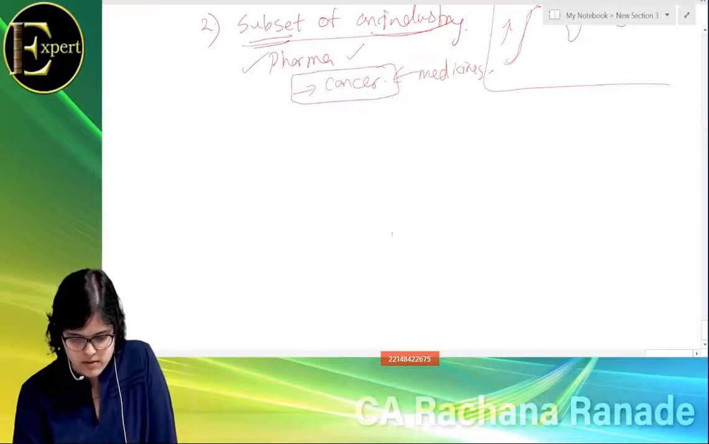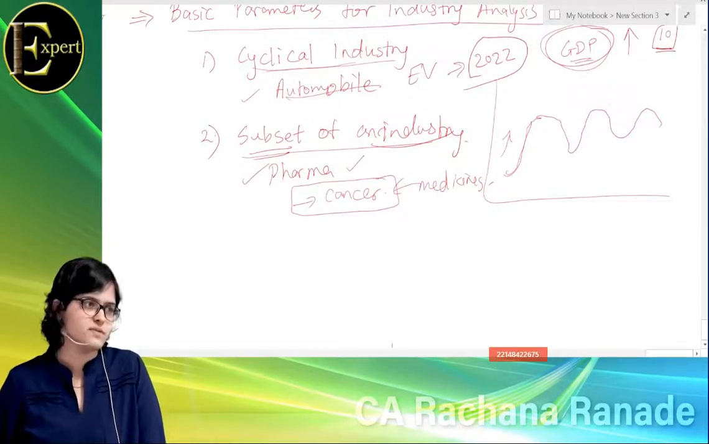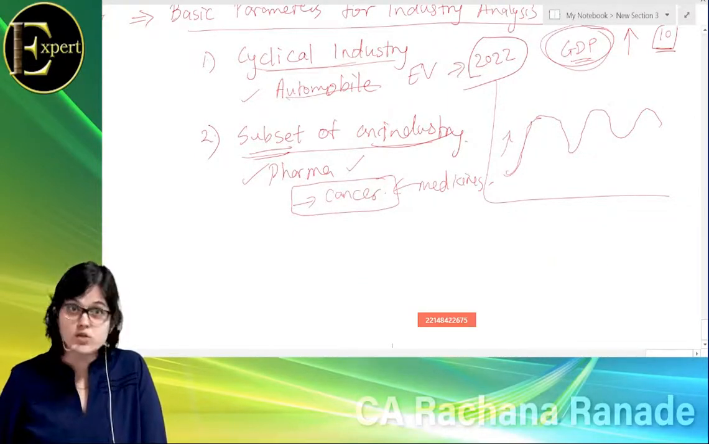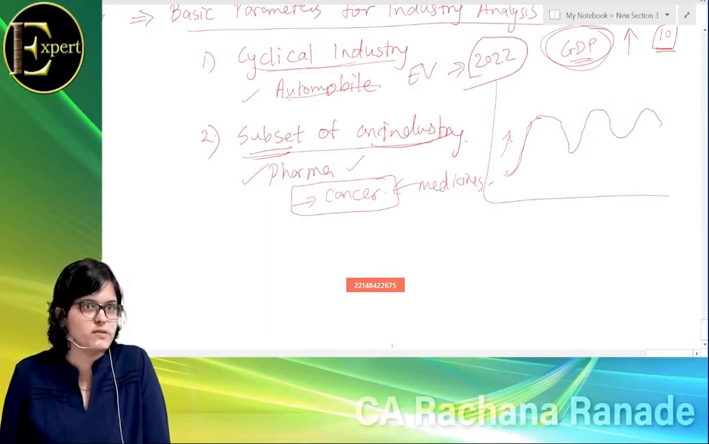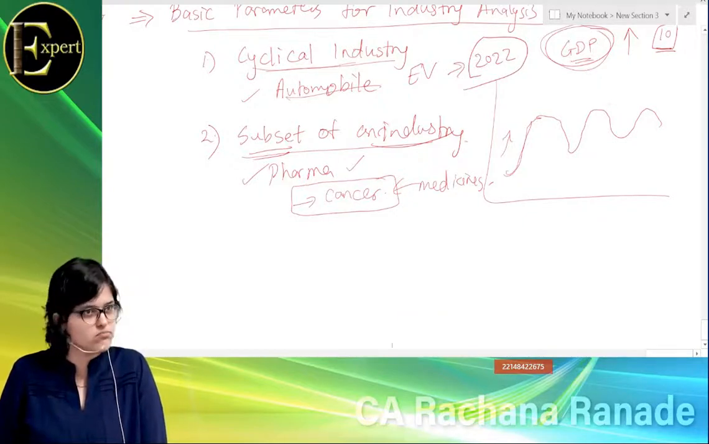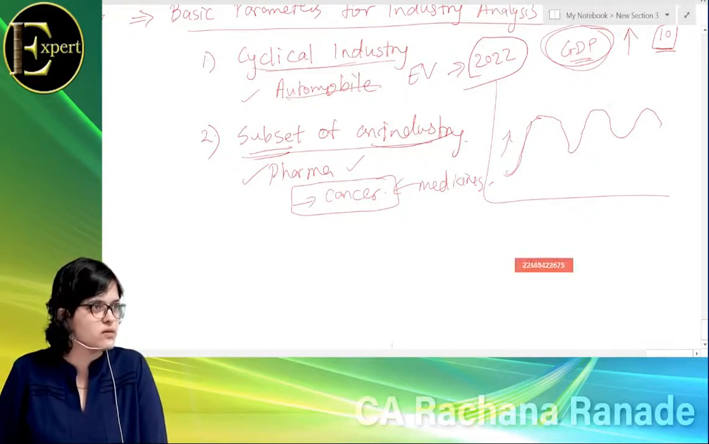Well, okay, so if you want to write down an example, automobile is a cyclical type of industry, and pharma is non-cyclical, because whatever the GDP is, people will need medicines. So automobile, yes, cyclical. Pharma, not cyclical. As I said, if it's about a necessity, it's not a cyclical product.